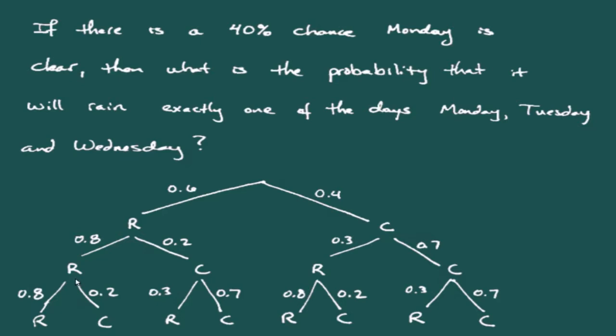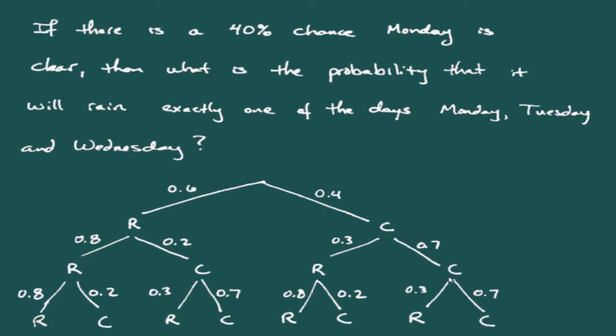And then for the third branch, we use the same conditional probabilities. If we see the step from R to R, that gives us a probability of 0.8. A step from R to C gives us 0.2. A step from C to R gives us 0.3, and a step from C to C gives us 0.7.